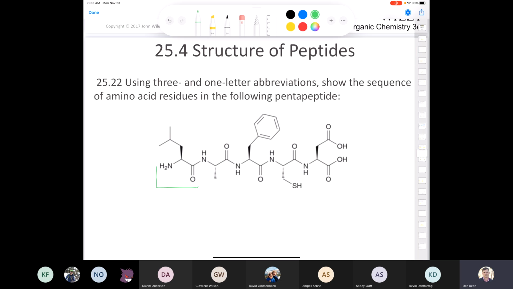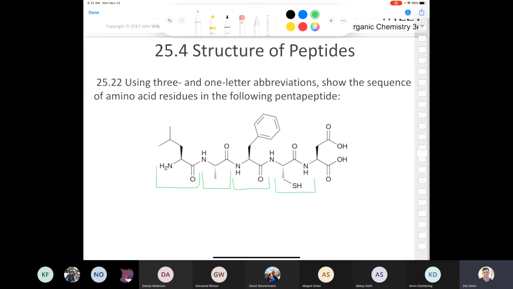So we have N, C, carbonyl. If we have an isobutyl, we looked at this in the last problem, it's a leucine. Then we have N, C, carbonyl here, we have a methyl, so that's an alanine. Then we have N, C, carbonyl here, we have a phenyl group on a CH2, so that's a phenylalanine. The next one is cysteine, okay, because we have a sulfhydryl group.